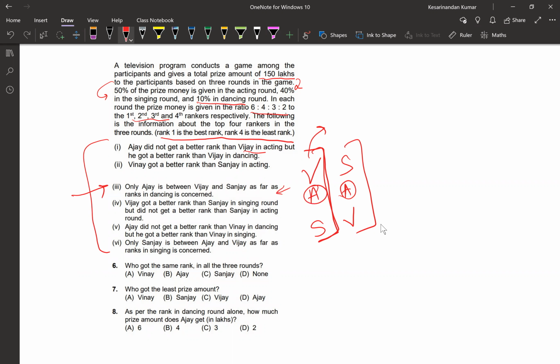Okay. It simply means that Ajay is between their ranks. Yes, Ajay is between their ranks consecutively. Nobody is in between. Because of this word "only". If "only" was not mentioned, anybody could have come in between. Okay.